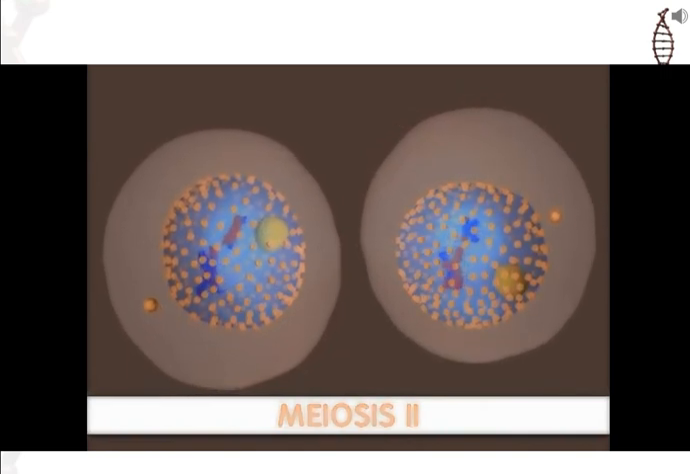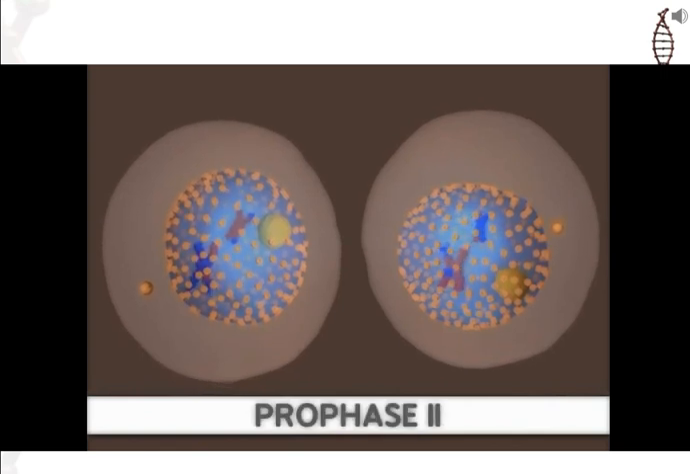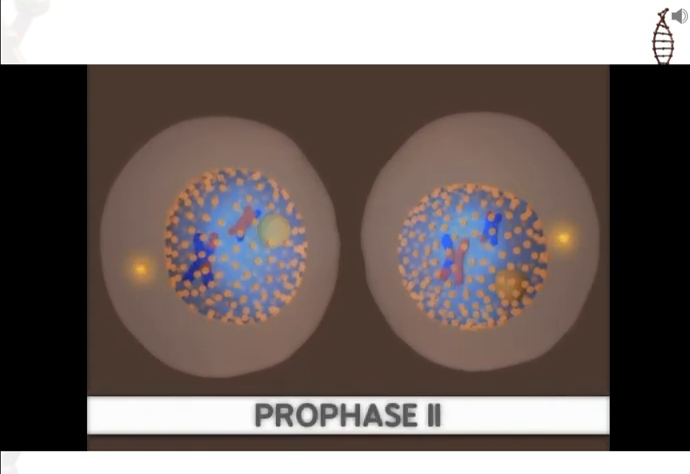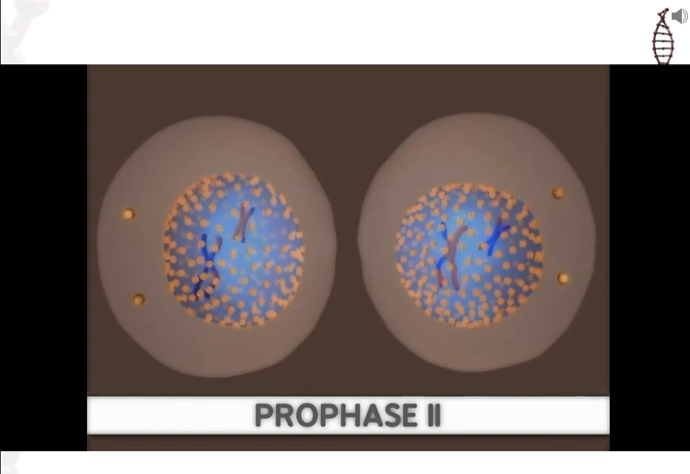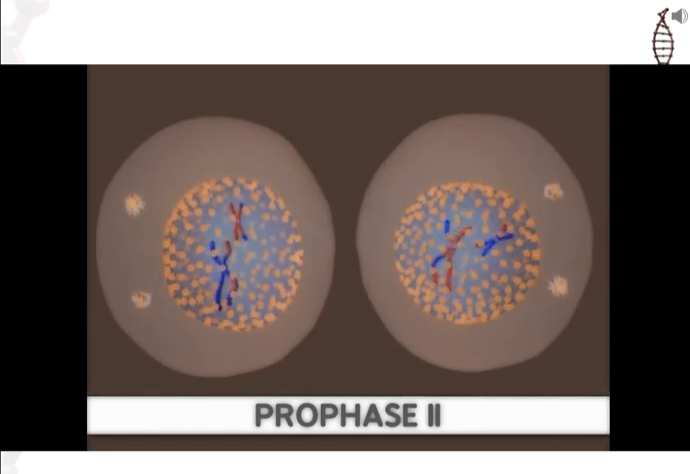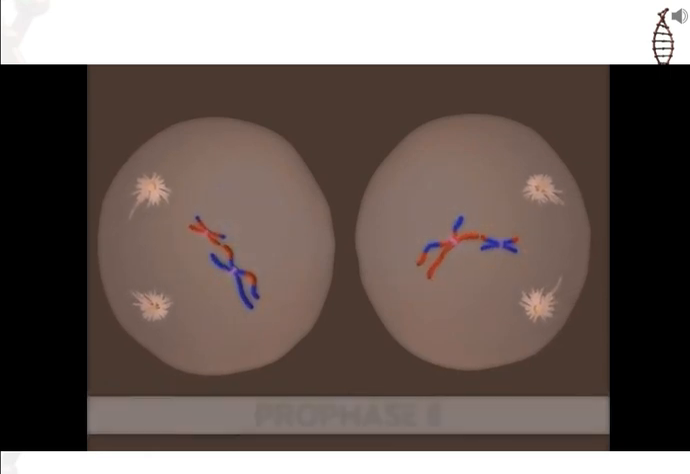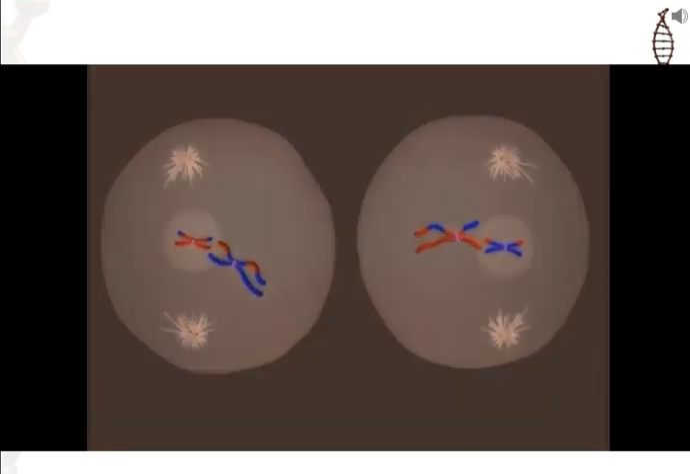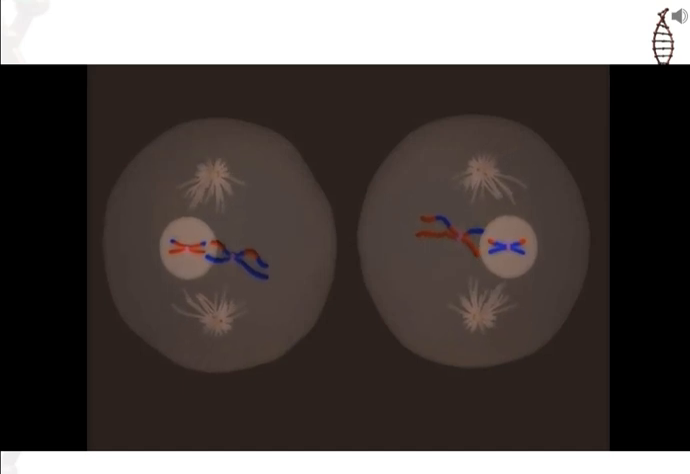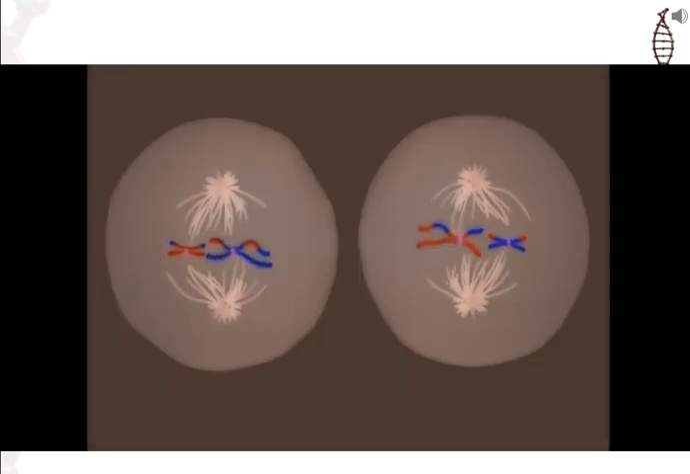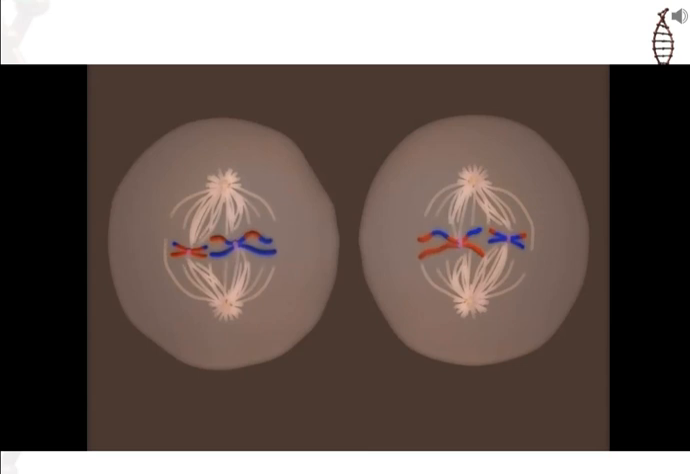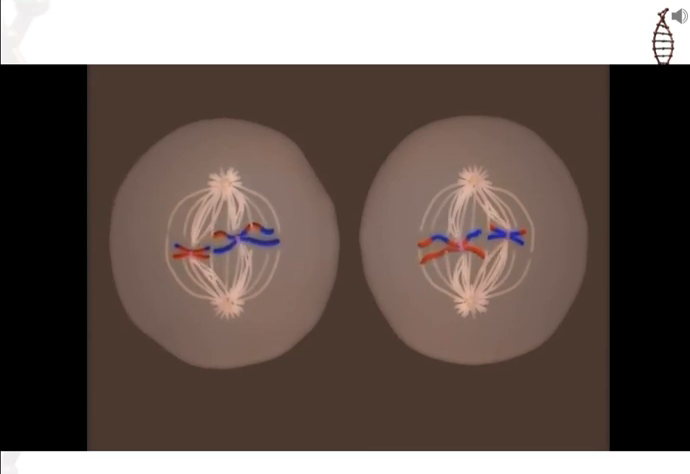The first stage of meiosis 2 is prophase 2. Again, chromosomes condense, the nuclear envelope breaks down, and the spindle apparatus forms. The major difference between prophase 2 and prophase 1 is the fact that the daughter cells have only 1 copy of each homologous chromosome. So in prophase 2, there is no synapsis of homologous chromosomes or crossing over.